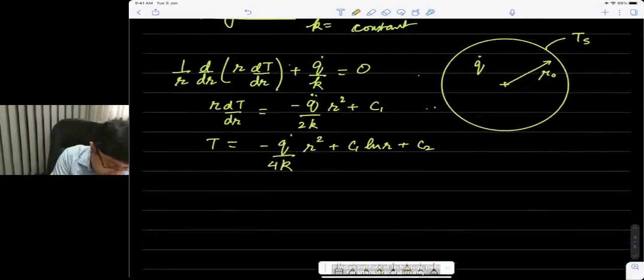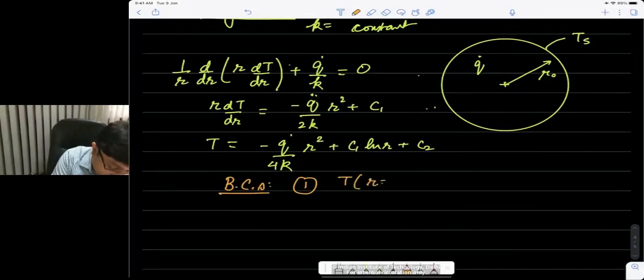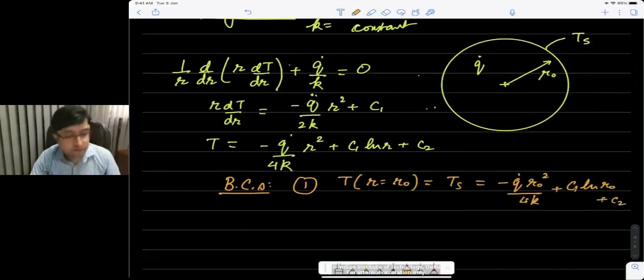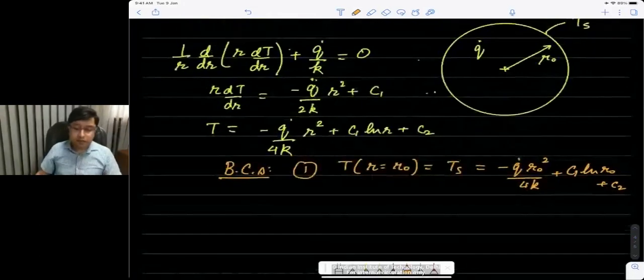Now, what would be the boundary conditions in this case? The first boundary condition is fairly simple. We know the temperature at r equal to r naught is, let's say, Ts. So that means Ts equals minus Q dot r naught square by 4K plus C1 log r naught plus C2. Now we need a second boundary condition.